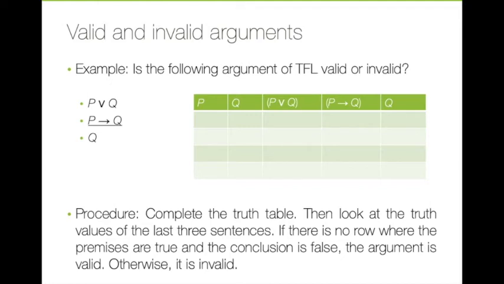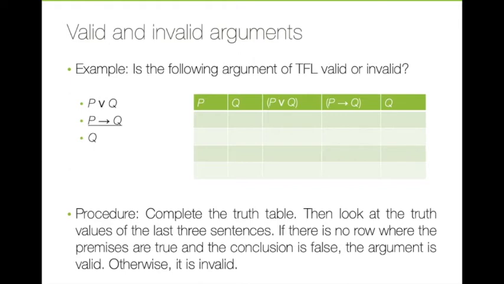That discussion was probably a little bit on the abstract side. So let's look at a concrete example of what this means when we use a truth table. How do we use those definitions to run a test? So, a question you would see is something like this. Is the following argument of truth functional logic valid or invalid? And we see that argument to the left here. Our premises are P or Q, and if P, then Q. The conclusion is just Q.